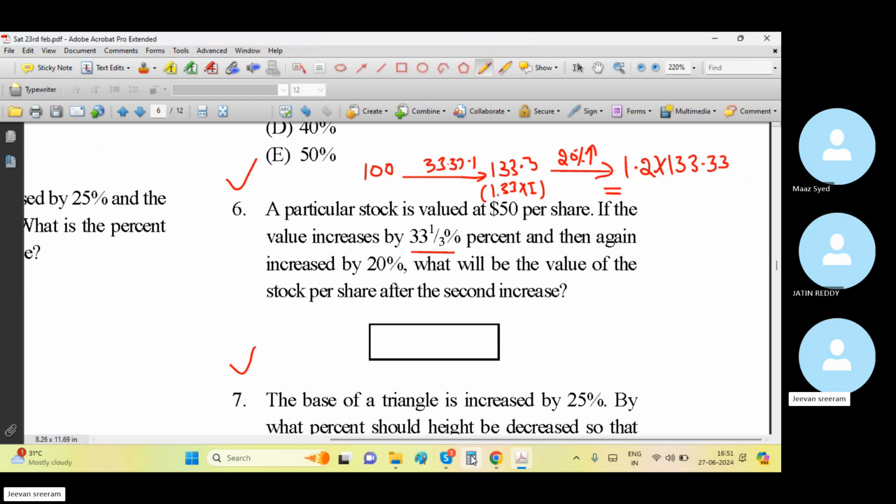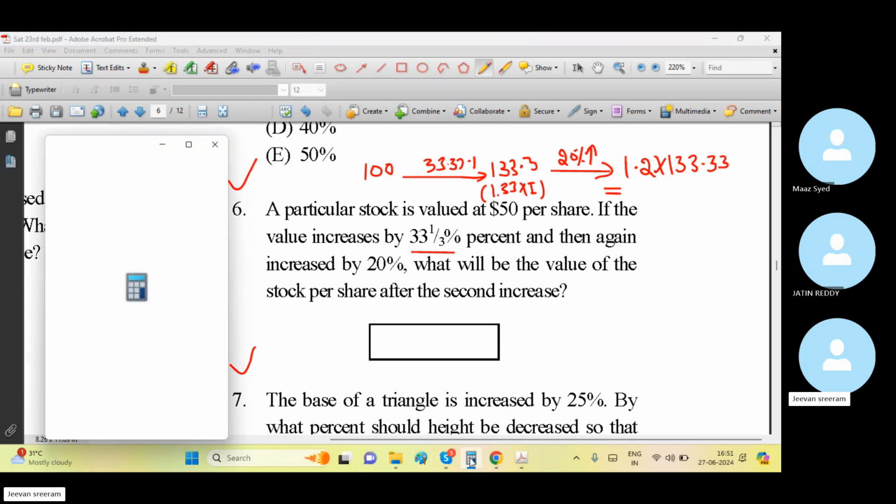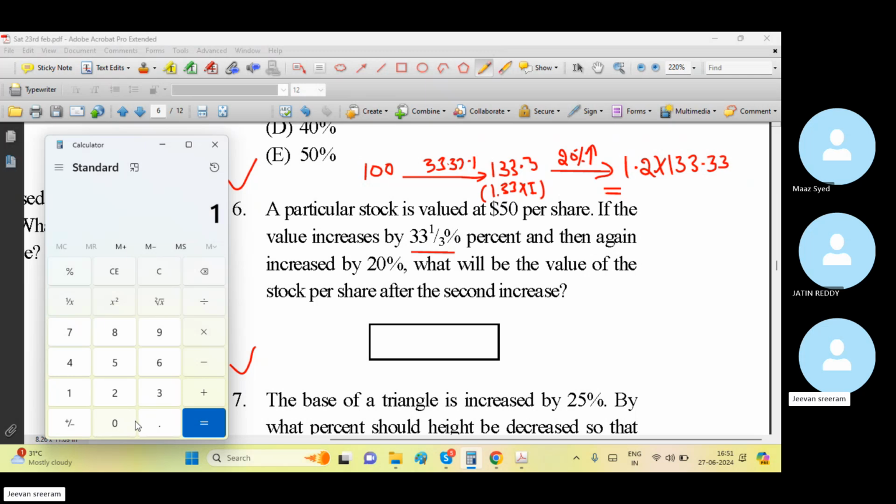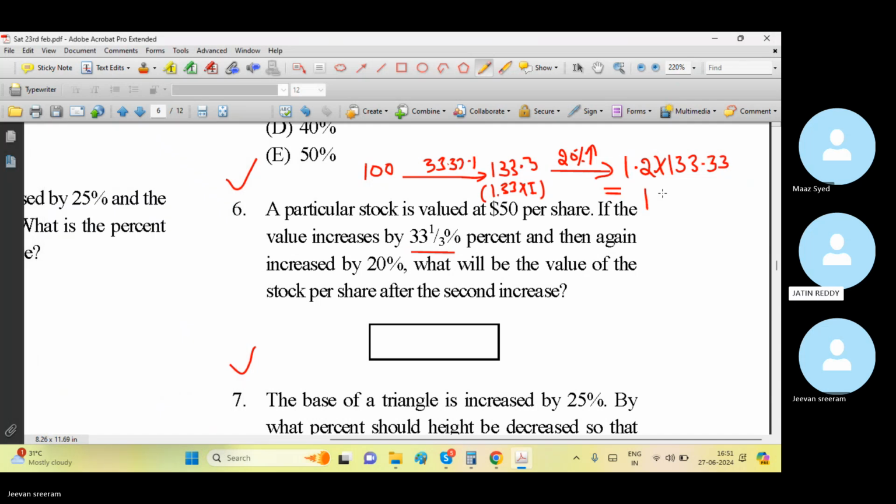You will be provided with a standard calculator on screen when you take the test, so you can directly calculate 1.2 into 133.33, approximately 160. This is actually 1.6 times almost. So 1.6 times the initial value, that is 100, correct?